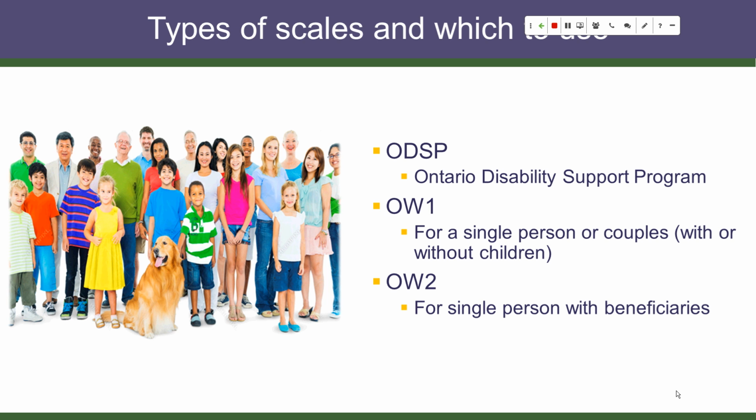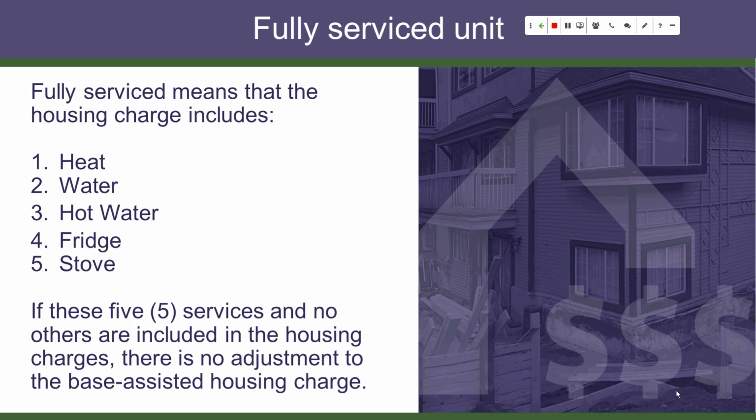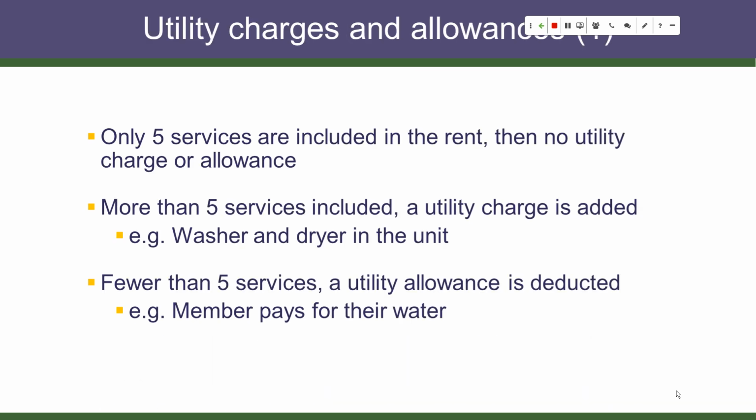In the two scenarios that I presented, it was noted that they were fully serviced units. So what is a fully serviced unit, you might ask? What that means is that the housing charge includes heat, hot water, fridge, and a stove. If all of these services are offered within the housing charge, there is no adjustment for utilities. So if the 5 are included in the rent, then no utility allowance is given.